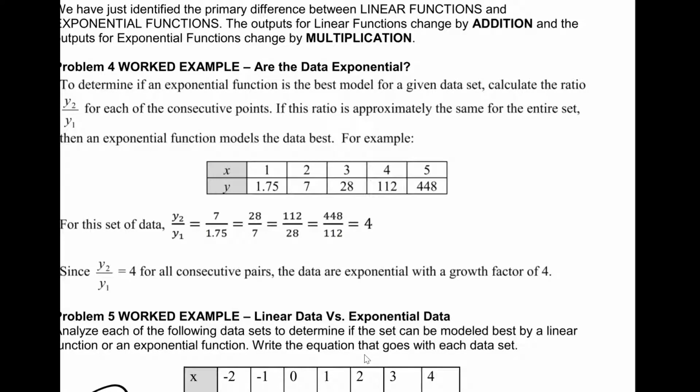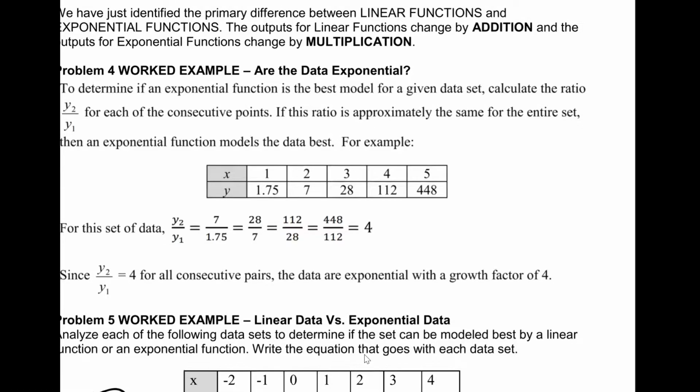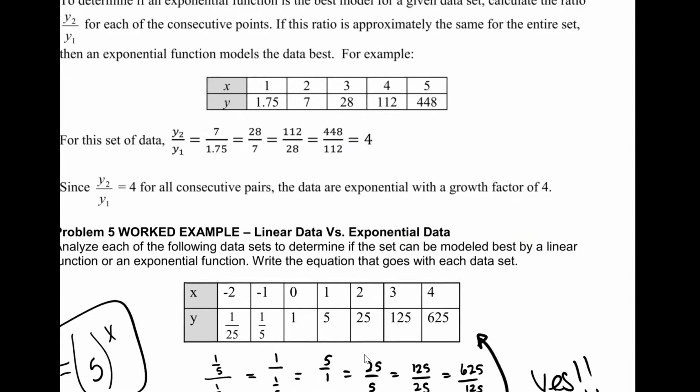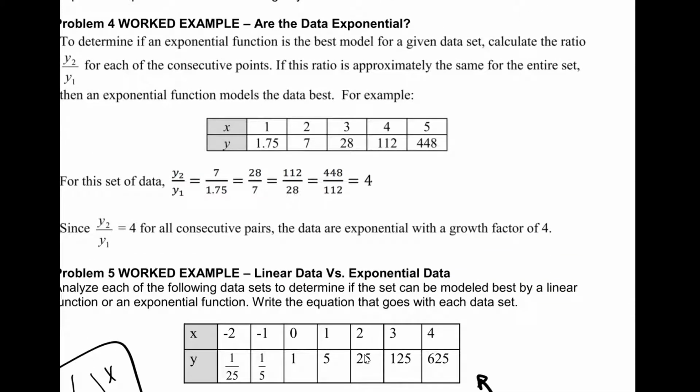Outputs for linear functions change by addition, you just add the same number over and over again, versus exponentials, which change by multiplication. You're multiplying by the same number over and over again: doubling, tripling, etc. So you can tell if data is exponential by determining the rate of change. If you have a constant ratio between y2 and y1, it would be exponential. So if I take 7 over 1.5, is that equal to 28 over 7? Is that equal to 112 over 28? Is that going to equal 448 over 112? All of these have the same ratio, so this is going to be exponential.